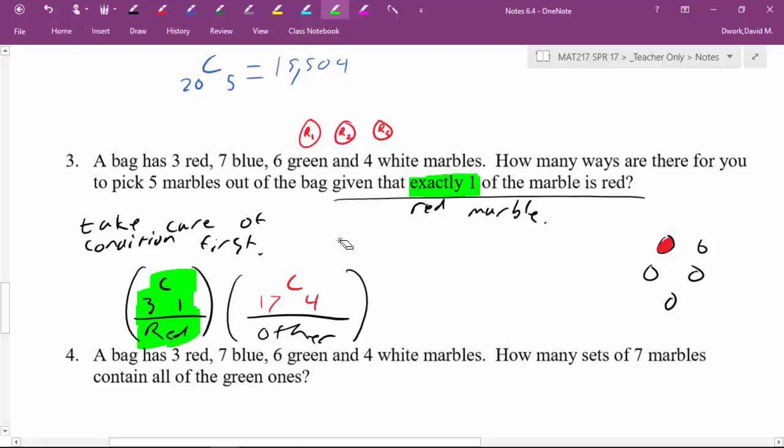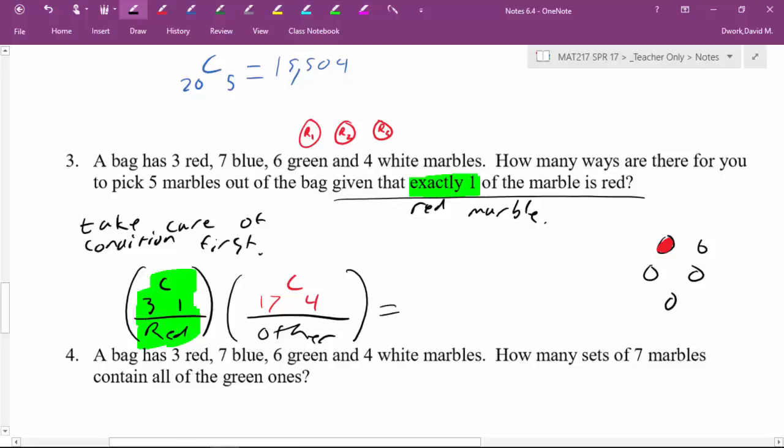Chapter 6.3 coming back, or the counting, adding and multiplication principle coming back. We have decision 1, pick red marbles. Decision 2, pick other marbles. And then the multiplication principle says multiply them.